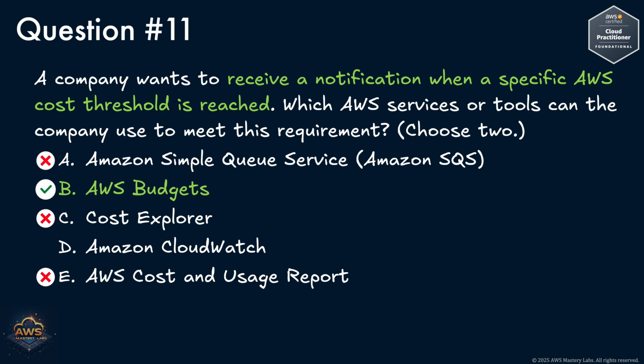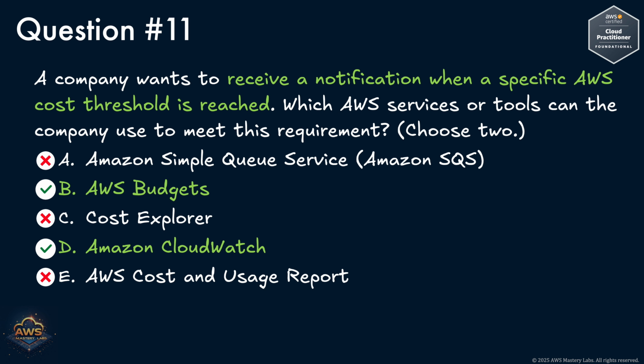Option B, AWS Budgets. This is one of the best tools for this use case. AWS Budgets lets you set custom cost and usage thresholds and will automatically send alerts via email or SNS when those thresholds are crossed. You can define budgets at a granular level by service, tag, or linked account and track both actual and forecasted usage. Option B is correct, because AWS Budgets is the purpose-built service for cost thresholds and notifications.